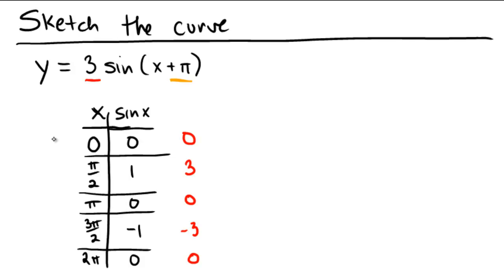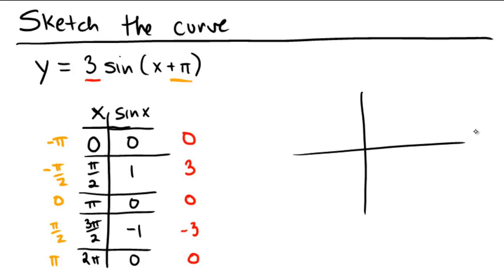So 0 minus pi is negative pi. Half a pi minus pi is negative pi over 2. Pi minus pi is 0. 3 pi over 2 minus pi would be half a pi. And then 2 pi minus pi is pi. So we've moved all of those x values and done a horizontal shift to the left pi units. And now this puts us in a situation where we're ready to graph.